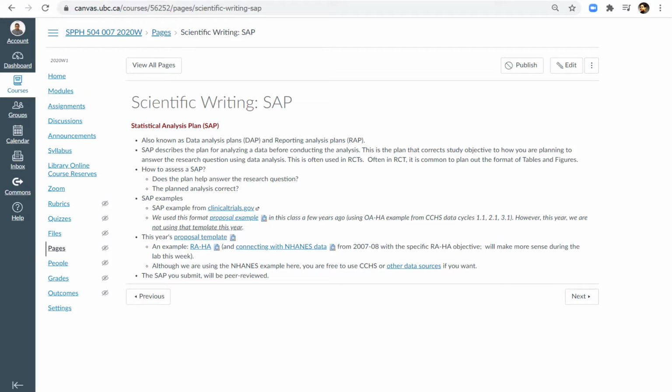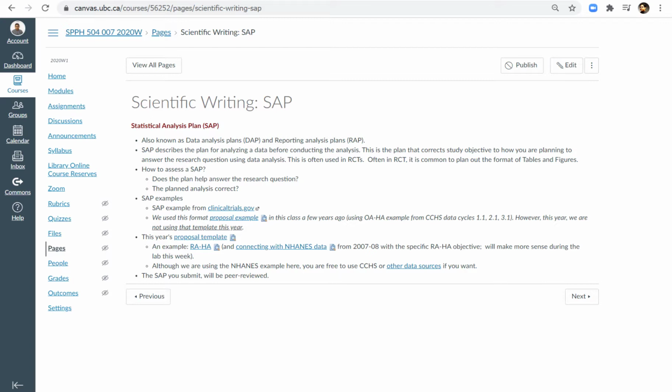So this week we are going to talk about the statistical analysis plan, and this plan is also known as data analysis plan or reporting analysis plan. So the purpose of this statistical analysis plan is to have an analytic plan before conducting the analysis.